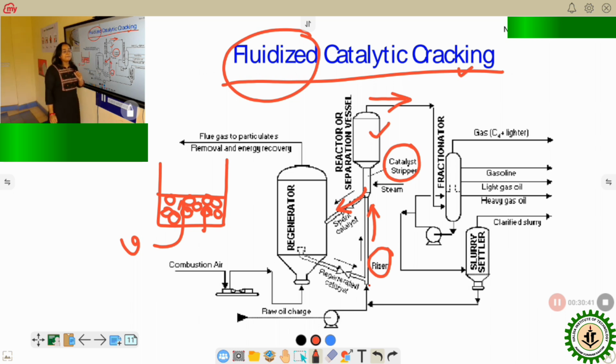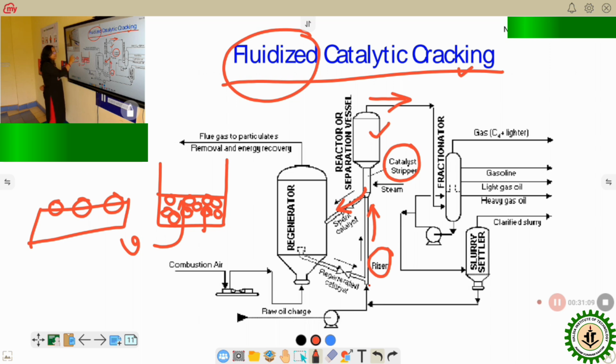Now, there is a term, spent catalyst. Why are we using this word spent catalyst? Whenever the catalyst has participated in the cracking reaction, the active sites of the catalyst are blocked by coke after the cracking reaction. So if this is the surface of the catalyst, these are the active sites, and these active sites get deposited with coke. So all these active sites are blocked. We cannot use such a catalyst as it is. We have to first regenerate it, then only we can further use it for the second cycle.